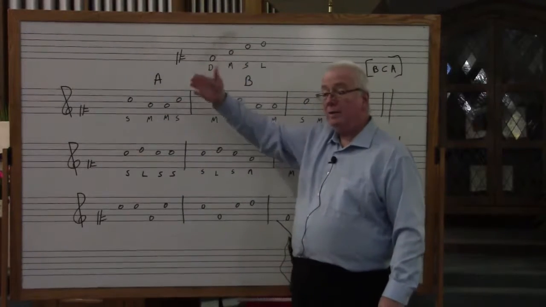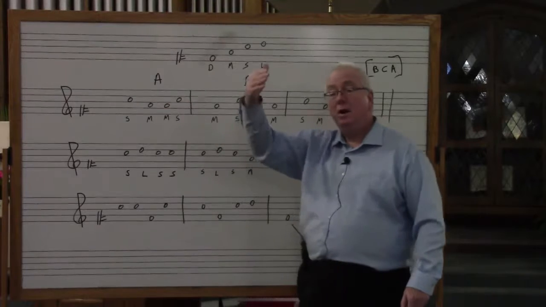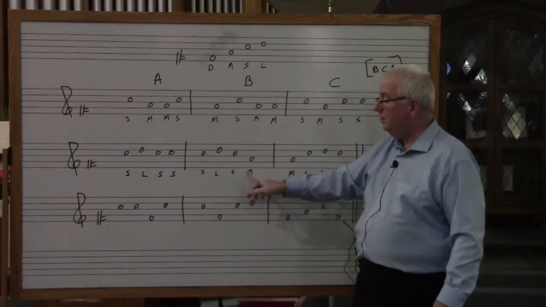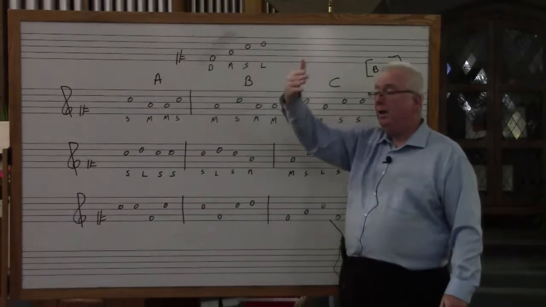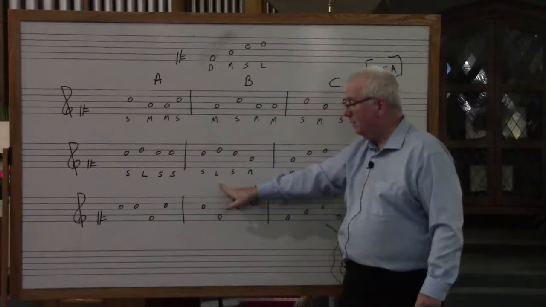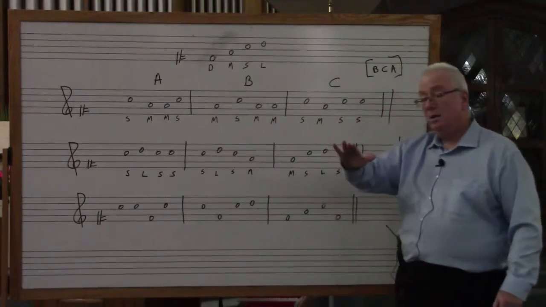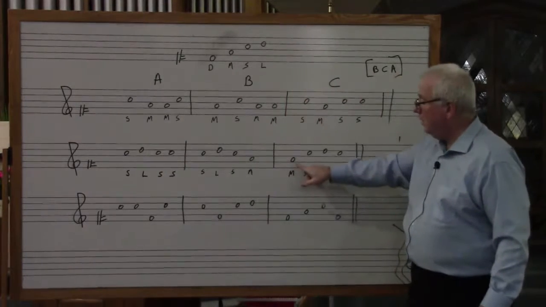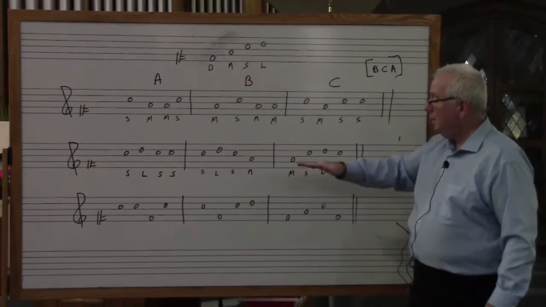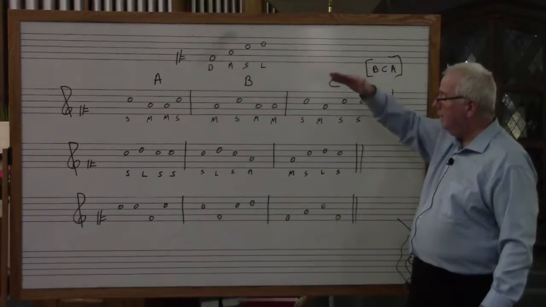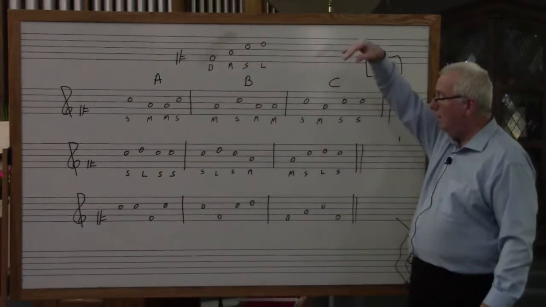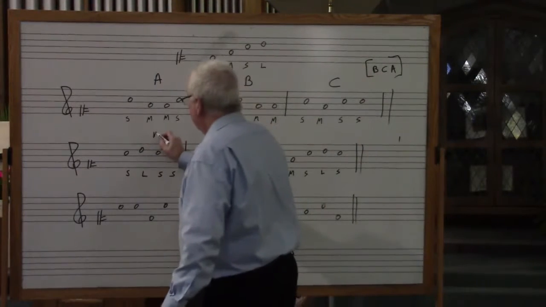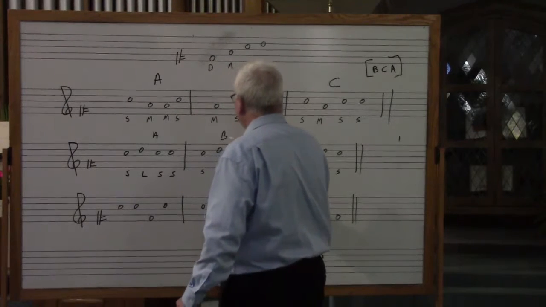So, la, so. Sing it. So, la, so. Second one. So, la, so, mi. That's B. And then, unlike the other ones, you saw the other ones started on so, this one starts on mi. Mi, so, la, so, mi, so, la, so, which is C. So we have A, B, and C.